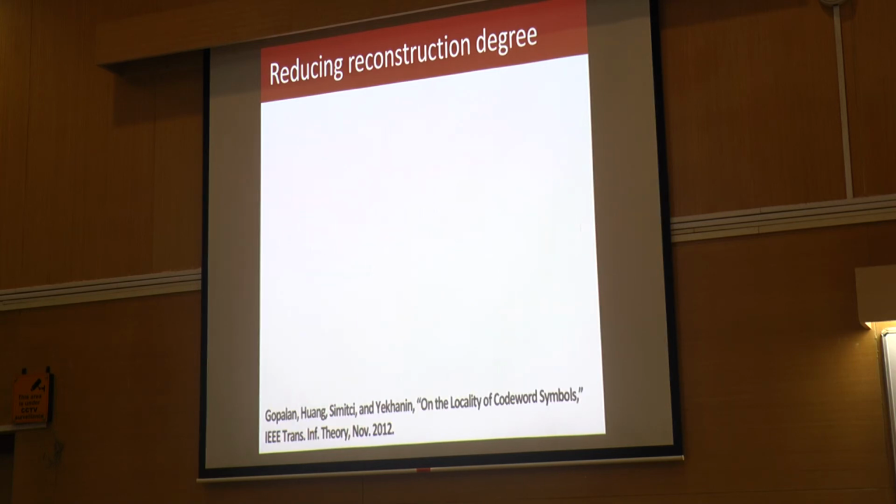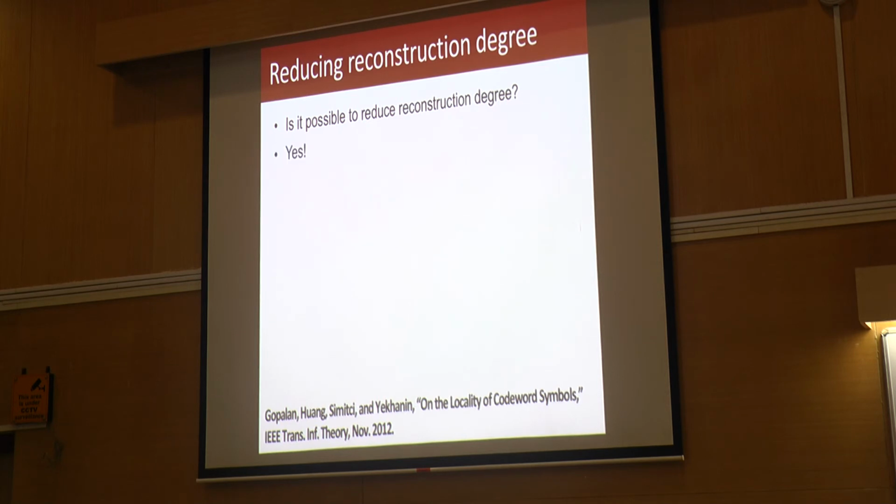Okay? And the theoretical formulation for this problem was looked at by the seminal work by Gopalan et al. and many other works that followed after that. So the first question to think about is whether it is possible to reduce the reconstruction degree at all. So far we haven't seen any trace of that. We had k or more than k, right? So can we go less than k?